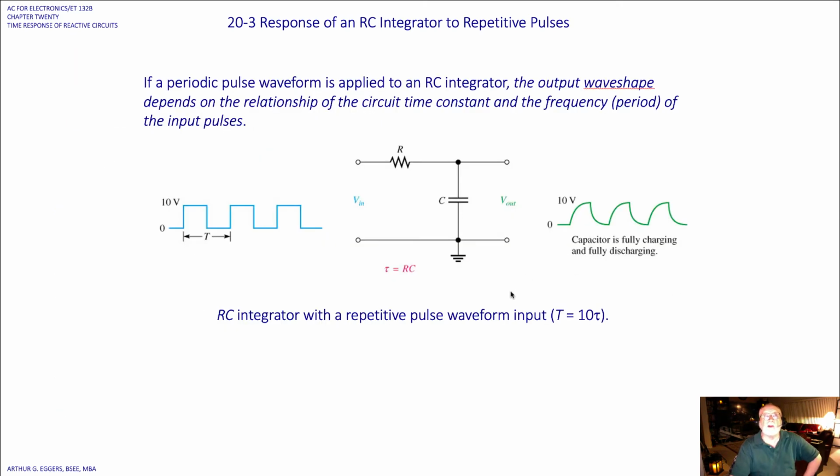If a periodic pulse waveform is applied to an RC integrator, the output wave shape depends on the relationship of the circuit time constant and the frequency or period of the input pulses. Okay, and we just saw that. In this case, they're giving us a diagram here, again a 10 volt maximum, with a period T. That period in this case is 10 times tau, the time constant. So the capacitor in this case is fully charging and fully discharging in this example.